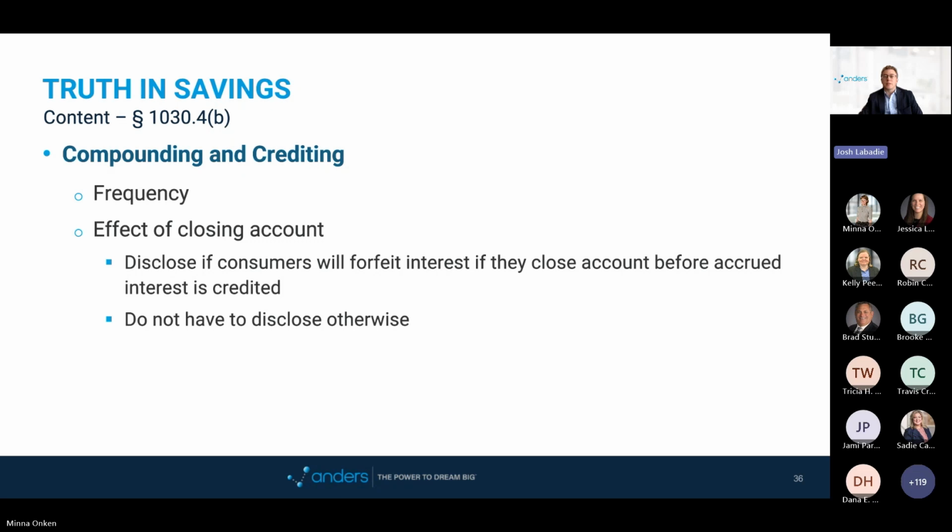This is important to disclose accurately in the sense that your customer needs to be made aware of when they'll have access to funds, that interest that they've generated. So, make sure that your disclosures, your advertisements, and your system processes are in alignment. If the customer closes the account before interest that has been compounding and accruing is credited, will they forfeit that interest? If yes, you must disclose. Otherwise, an omission of the fact is fine.